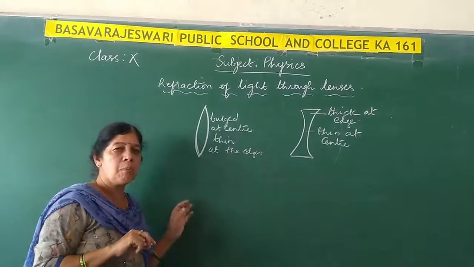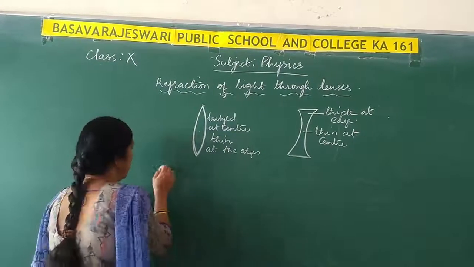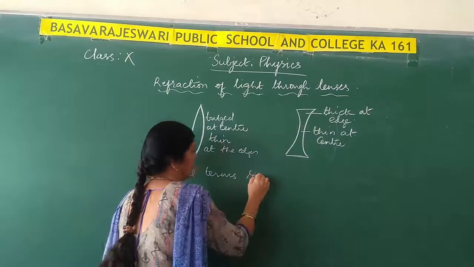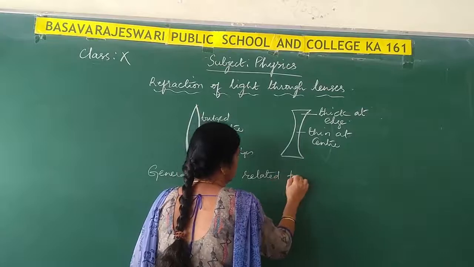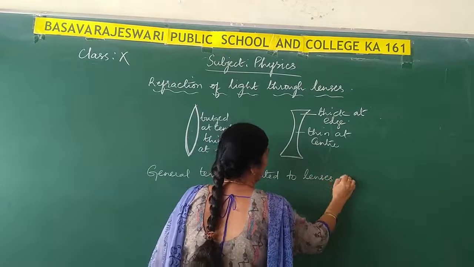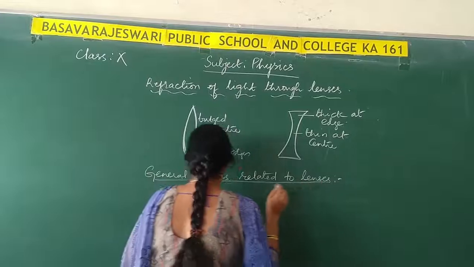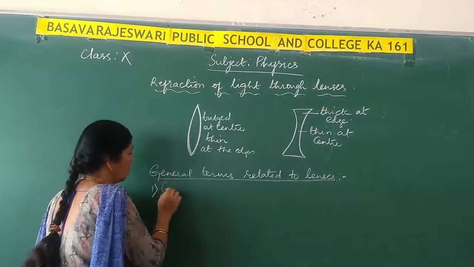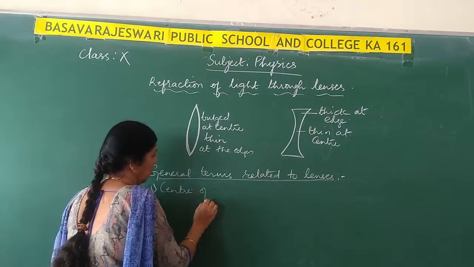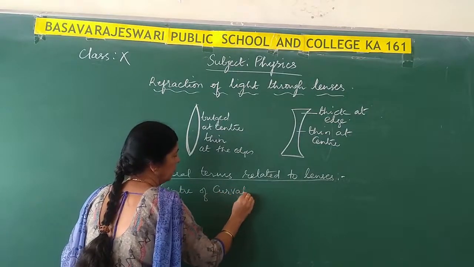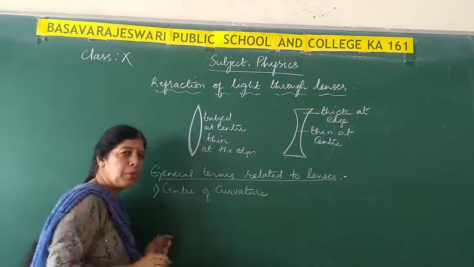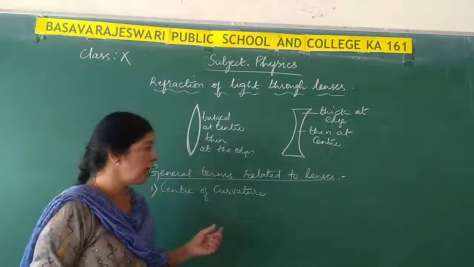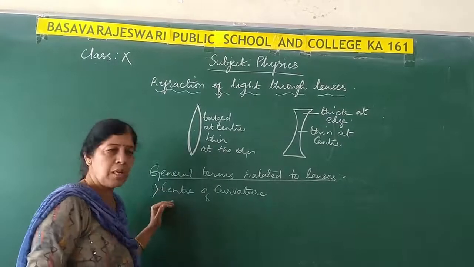Now, let us come to some of the general terms related to lenses. What is the first term you have to remember? The first term you have to remember is center of curvature of the lens. While you are going through this video, I recommend you refer to the textbook for the necessary ray diagrams for all the terms related to lenses.